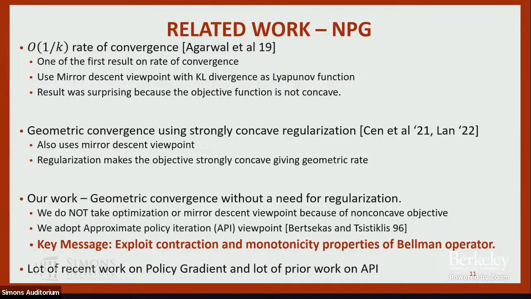I'm focusing on one particular algorithm, natural policy gradient. There are many other algorithms that go under the policy gradient umbrella, and there's also a lot of prior work on approximate policy iteration, especially in the OR community. So I'm not at all being exhaustive. I'm not even trying. Any questions so far?